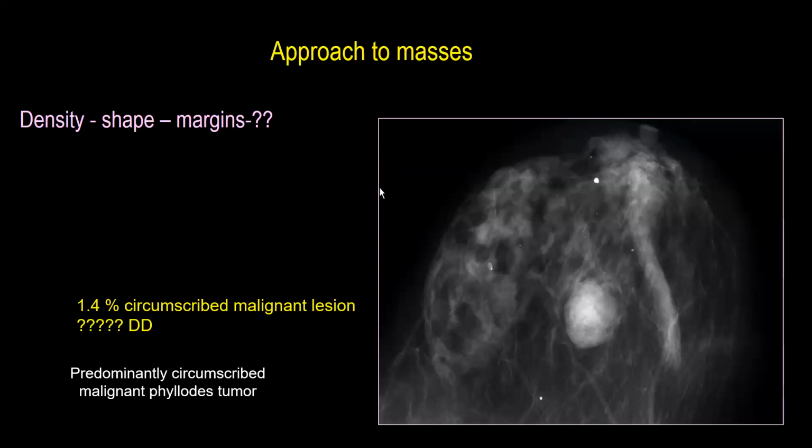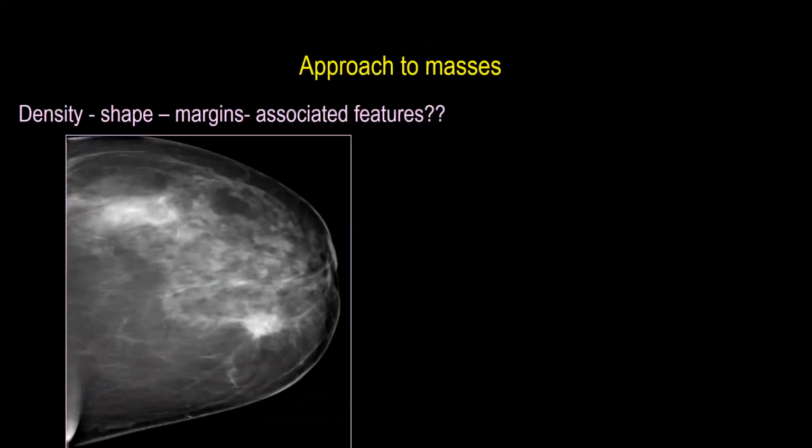Why? We said a high density mass we give BIRADS 4C. We'll give it BIRADS 4C because of high density, and we'll recommend biopsy. And then it was a phyllodes tumor, a malignant phyllodes tumor.